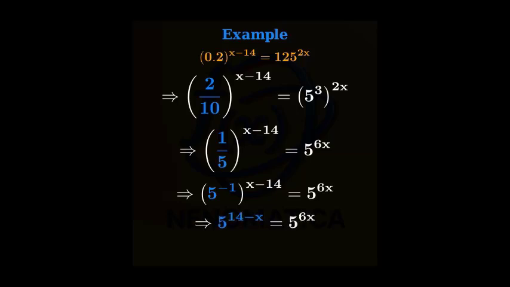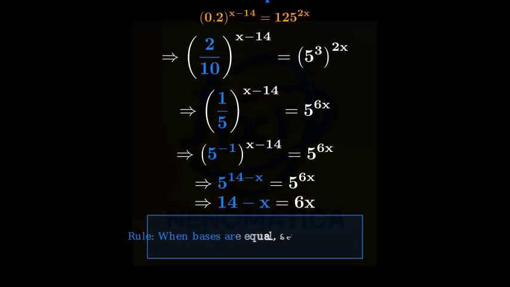When we raise a power to another power, we multiply the exponents. So 5 to the negative 1 raised to the power of x minus 14 equals 5 to the power of negative 1 times x minus 14, which simplifies to 5 to the power of 14 minus x. Since the bases are the same on both sides of the equation, the exponents must be equal.